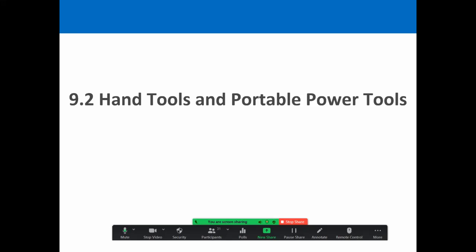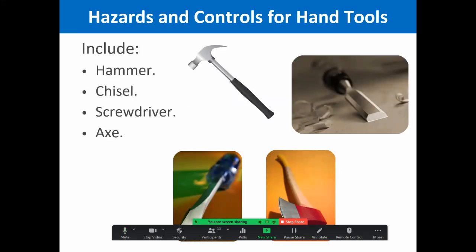Okay, 9.2 is hand tools and portable power tools. Okay, what are hand tools? Hand tools include hammer, chisel, screwdriver, axe. So all of these tools that we use, which are not operated on power, we simply use them with our hands, by using our motor skills. So these are called hand tools.